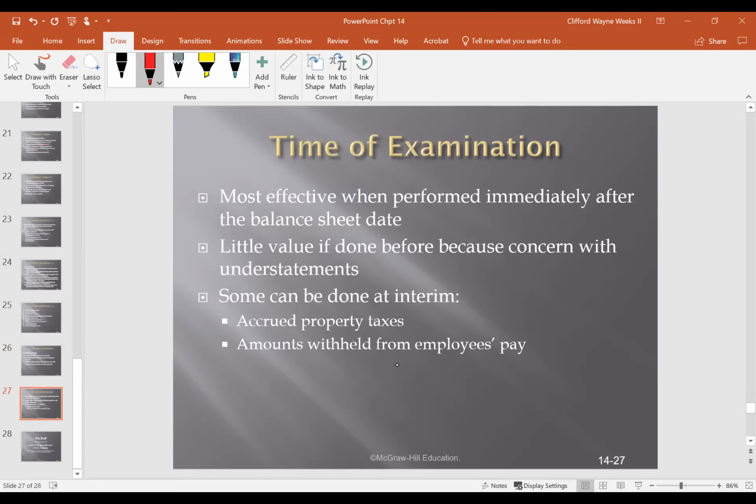When do we look at this stuff? It's most effective immediately after the balance sheet date. And the reason being is if we can find subsequent payments, we can then identify, hey, was that actually a liability that was not recorded? There's little value if we do it in advance, because there's the possibility of understatement. Some can be done at interim, things like accrued property taxes, amounts held from employees' pay, and things like that. So we can test their procedures and gain their control.